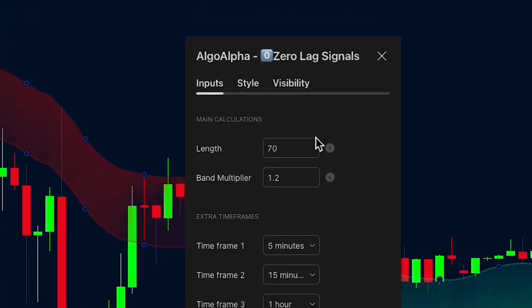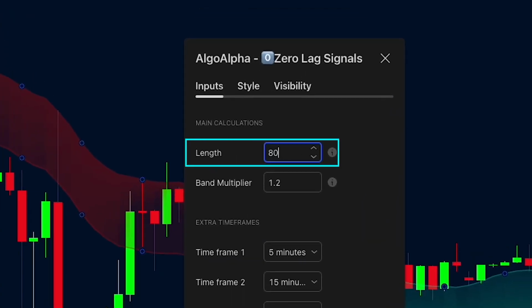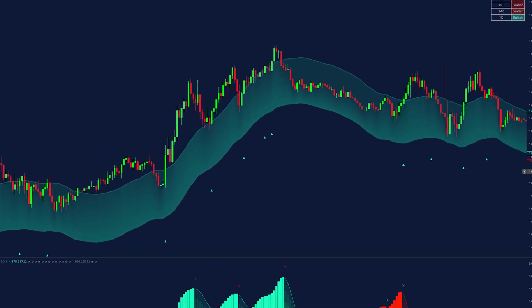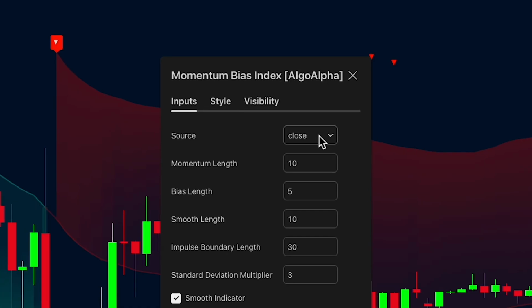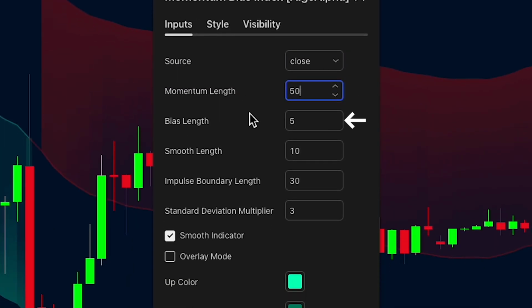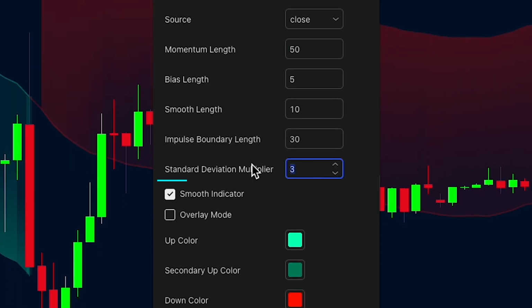For Forex trading, you want to set your Algo Alpha length to 80 and band multiplier to 3.0. These settings filter out the noise and catch the real moves. Then for your momentum bias index, keep it on close price, length at 50, and your threshold levels at 5, 10, and 30. Multiplier stays at 1.